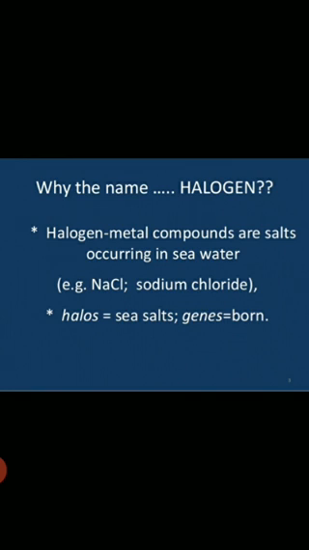Now students, a question generally comes to our mind: why are the group 17 members known as halogens? So why the name halogen? Halogen metal compounds are salts occurring in seawater. Halo means salt and gen means producing. So the salts produced in seawater, generally sodium chloride, fluorides, chlorides, iodides, even the bromides, are the salts found in seawater, and that's why this name has come.